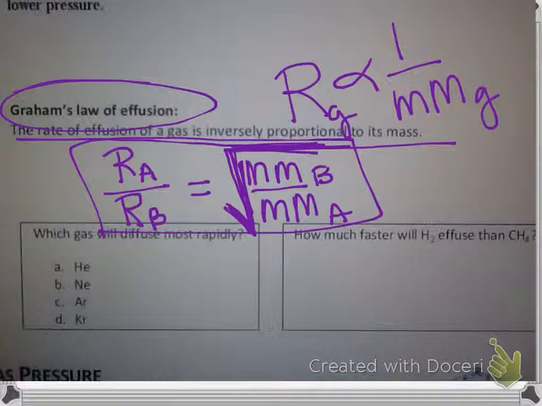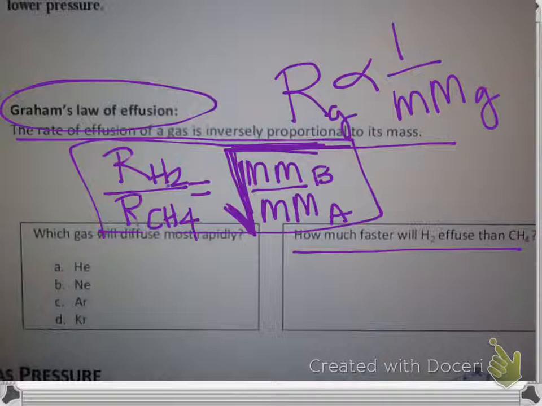Let's do an example and just use the equation. It says in this problem over here on the right, how much faster will hydrogen diffuse than methane? All right, let's look at this equation. And we want to compare hydrogen with methane gas. So I'm going to change A and B to real compounds. So we've got the rate of hydrogen, and I want to compare it with the rate of methane. So these are our two gases.